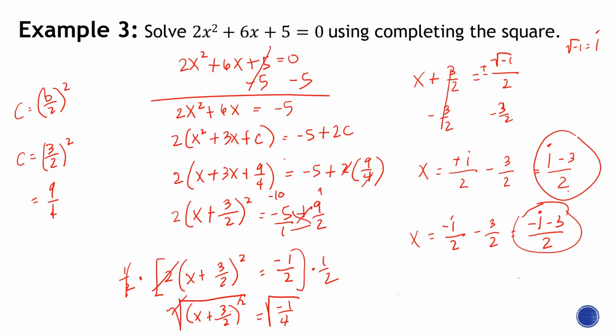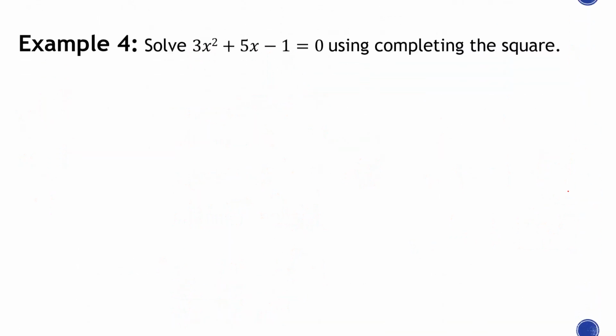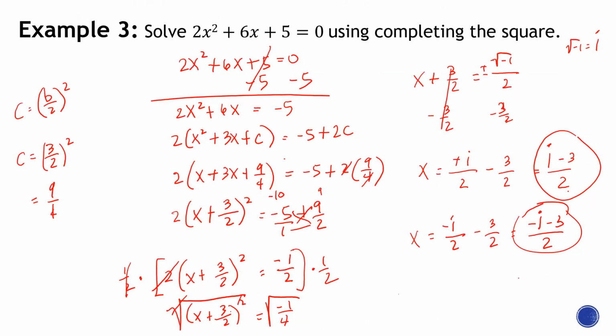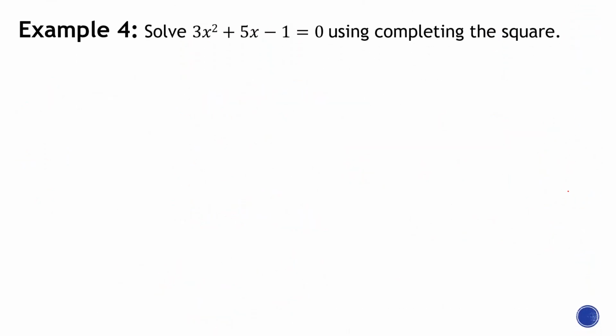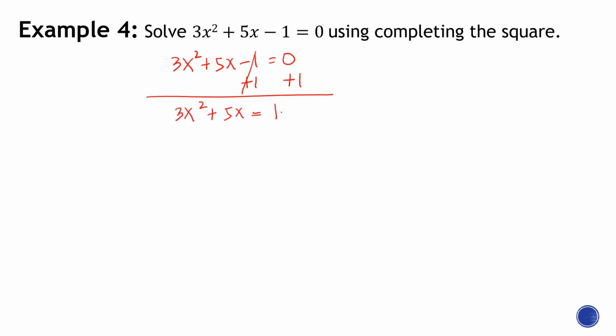Okay, so let's go to the last example. Let me just double check this. So I got x plus i over 2 minus 3 over 2. Okay, that's right. Let's go to the last example: 3x squared plus 5x minus 1 equals 0. Let's add 1 on both sides. It's going to be 3x squared plus 5x equals 1, right?